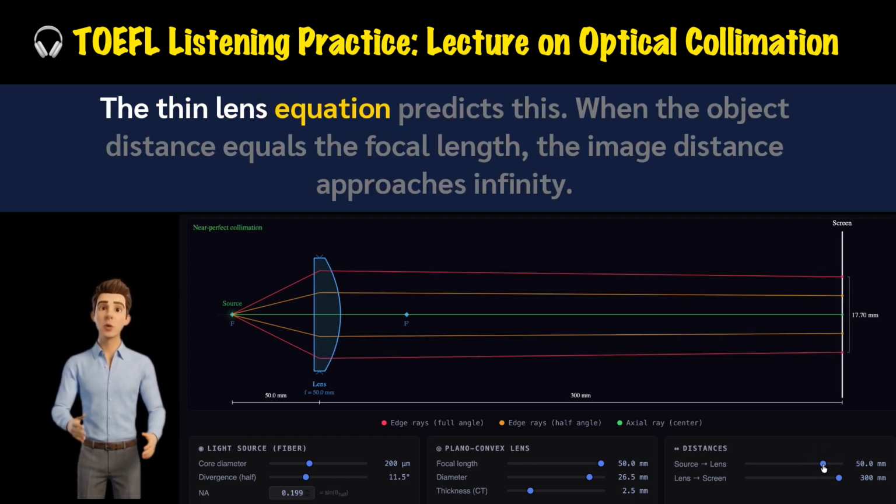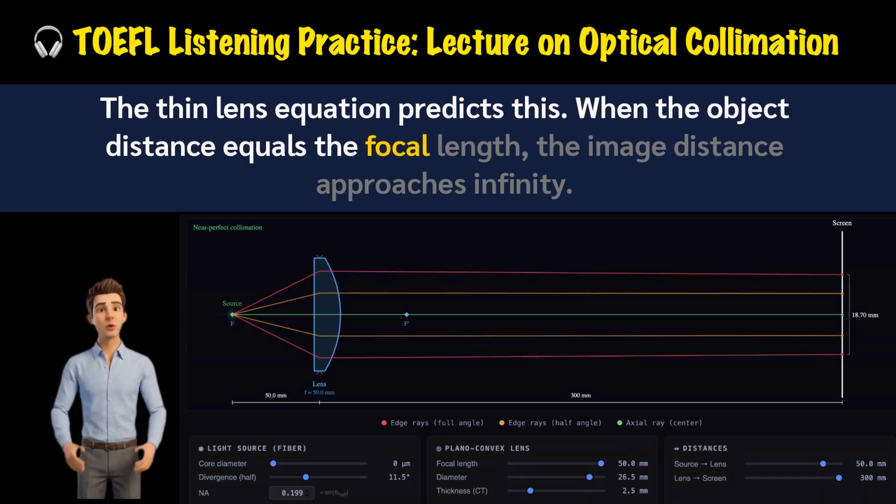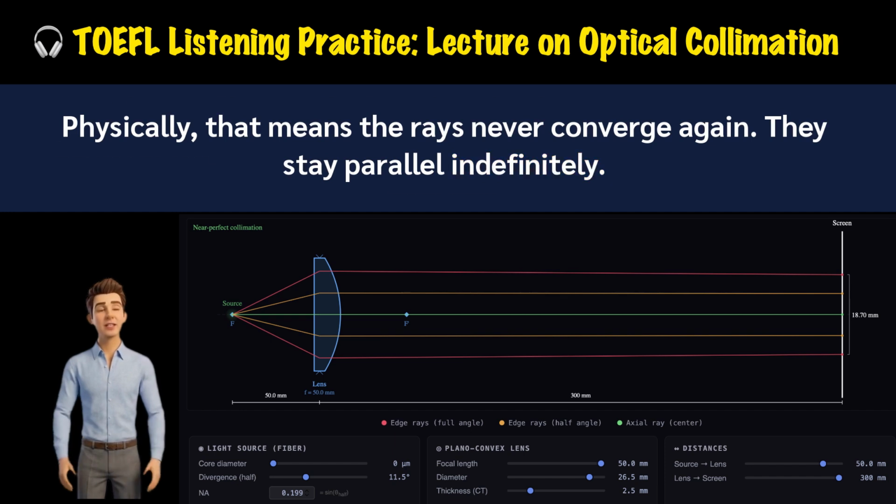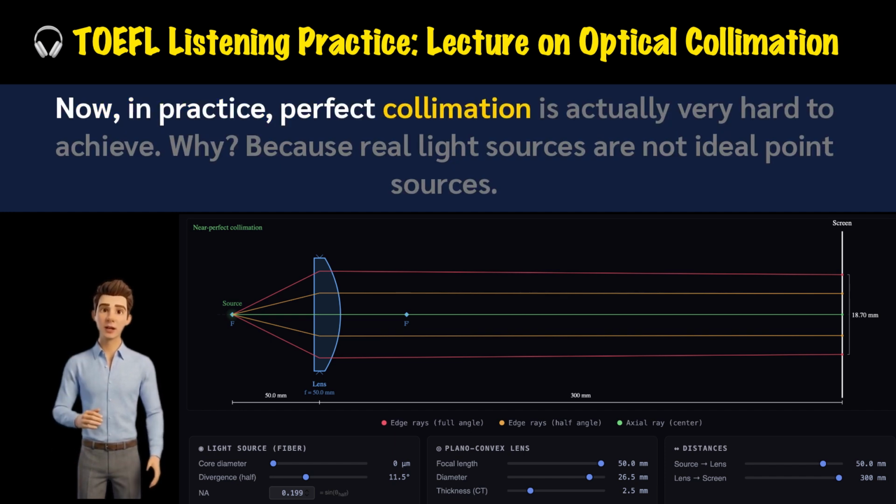The thin lens equation predicts this. When the object distance equals the focal length, the image distance approaches infinity. Physically, that means the rays never converge again. They stay parallel indefinitely. Now, in practice, perfect collimation is actually very hard to achieve.